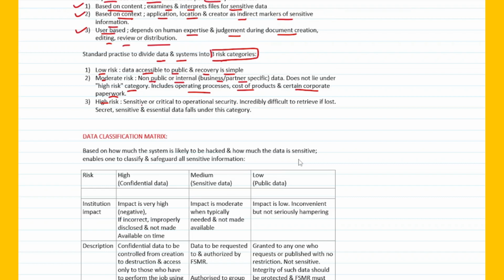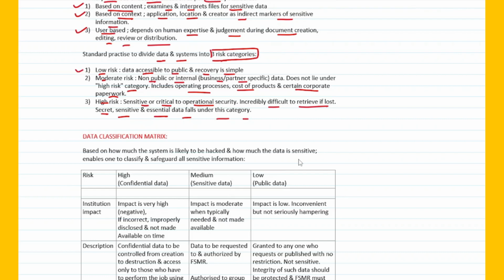High risk is what? It is very sensitive or very critical to operational security. It is incredibly difficult to retrieve if lost. So it is very sensitive data, has to be held in a very proper manner. Secret, sensitive, and essential data falls under this category. So three categories of data and systems based on their risk.